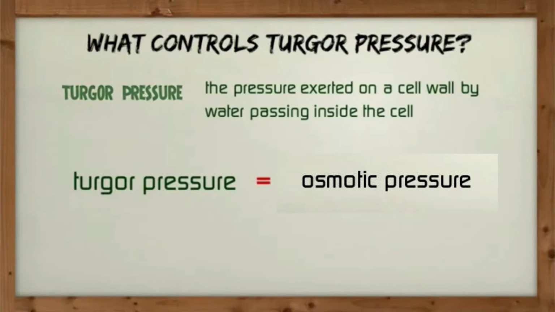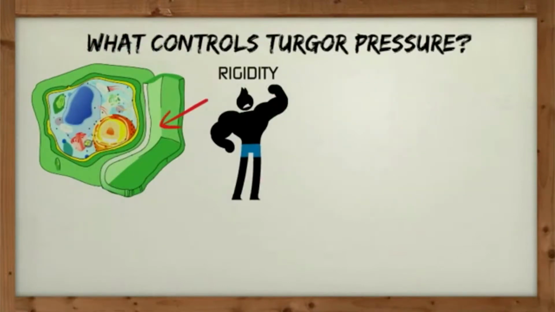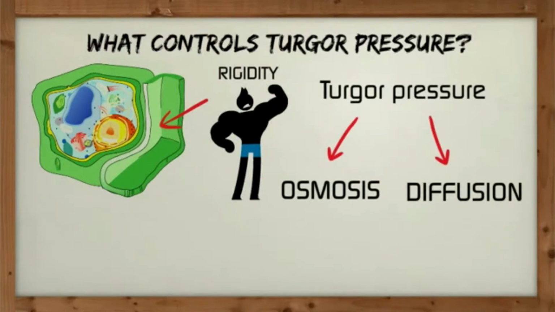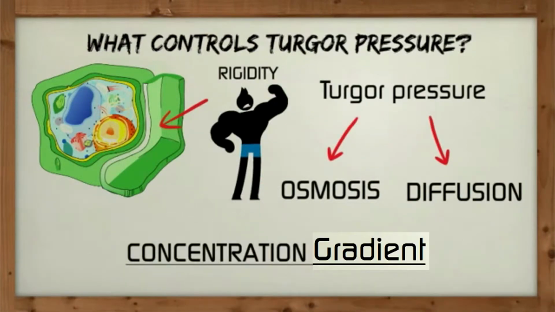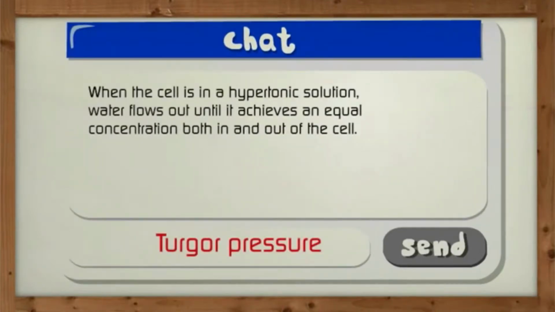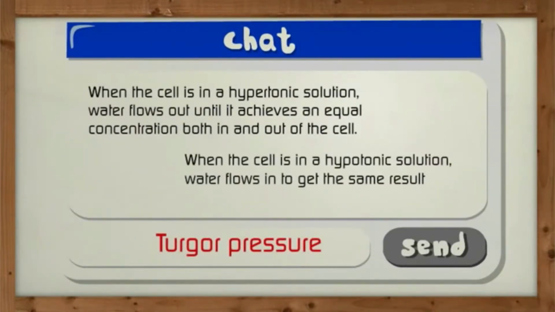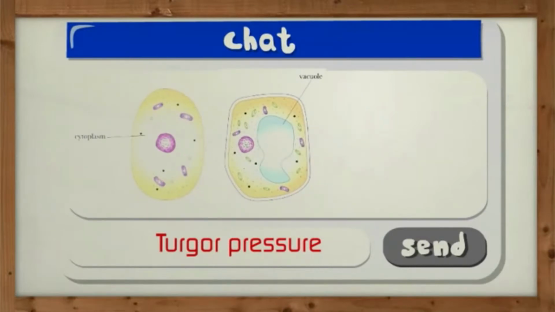Due to the rigid cell wall, plant cells are not free to enlarge or shrink. Their turgor pressure is controlled by osmosis and diffusion, which both are accomplished using a concentration gradient. When the cell is in a hypertonic solution, water flows out until it achieves an equal concentration both in and out of the cell. When the cell is in a hypotonic solution, water flows in to get the same result, which causes the cytoplasm in the vacuole to change shapes as the conditions apply.